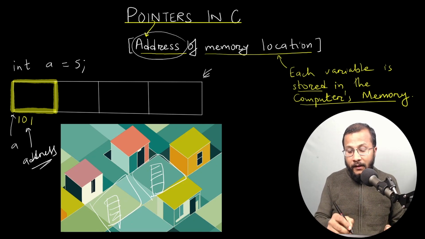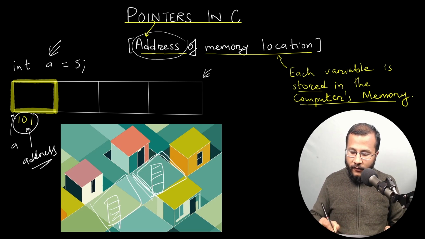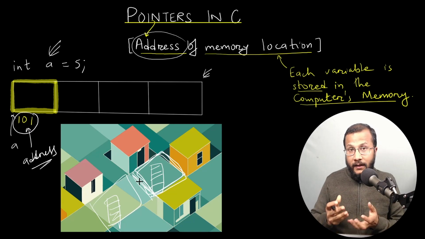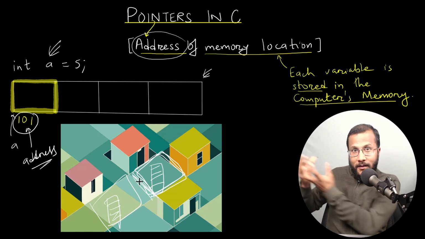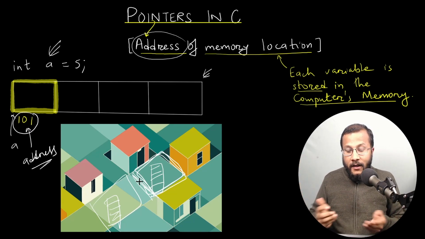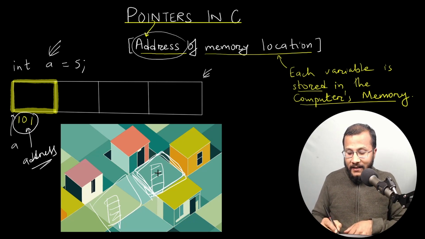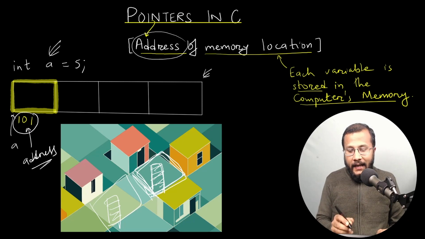Like for example, this variable a has the fixed address 101. Similarly, this plot has a fixed address that will not be changed. You can't take this plot away and place it somewhere else. The land is fixed, so the address is fixed. But inside this address, you can store different values. For example, inside a, in this example, I have stored the value 5.